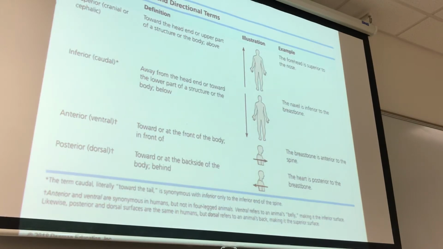The next two are anterior and posterior, otherwise known as ventral and dorsal. Nobody uses cranial and caudal anymore. Anterior and ventral or posterior and dorsal. Anterior means closer to the front of the body. Posterior means closer to the back of the body. So my spine is posterior to my lungs. Does that make sense? My belly button is anterior to my small intestines because it's closer to the front of my body than my intestines are.